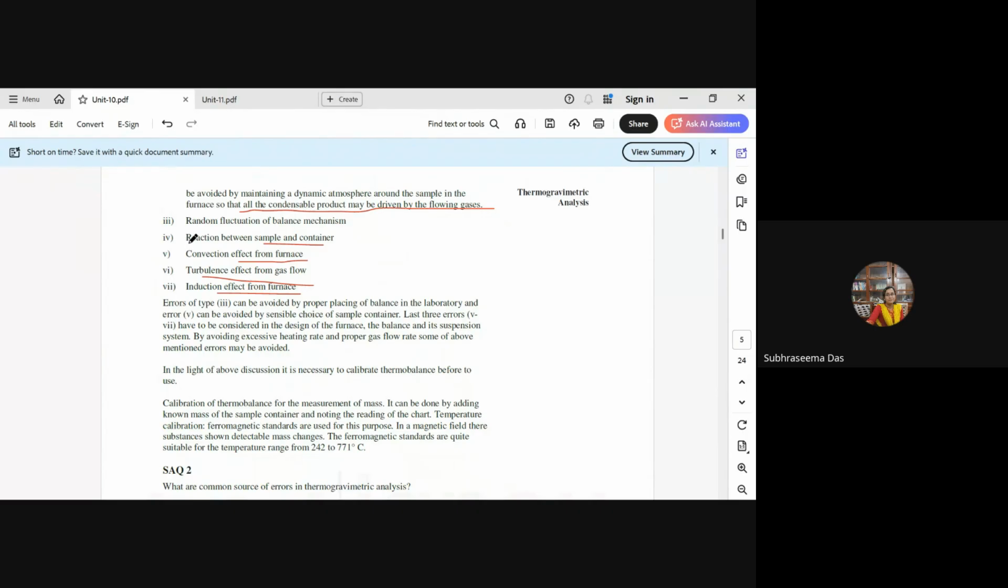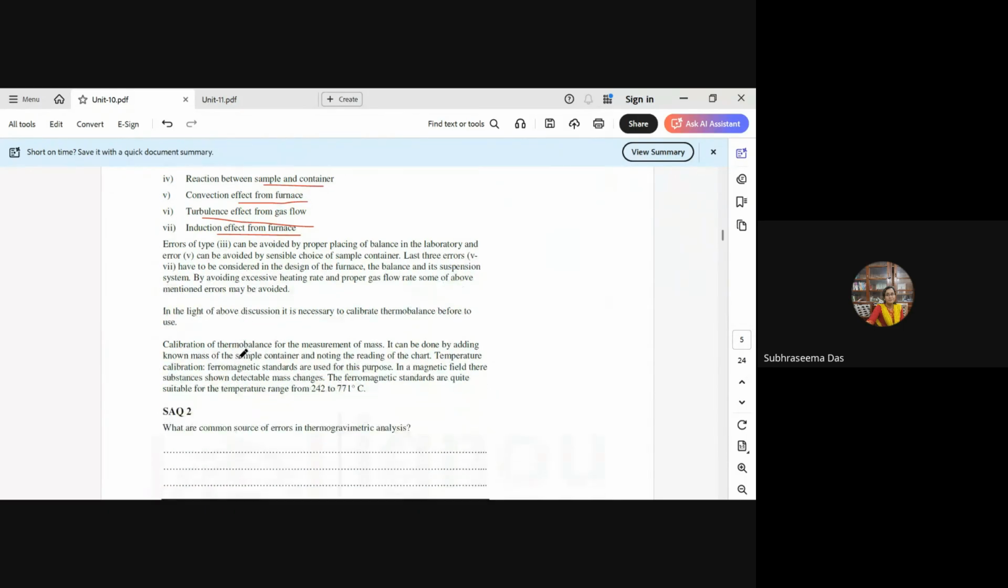Now, the last three errors have to be considered during the design of the furnace. So, by avoiding excessive heating and with proper gas flow, some of the above errors can be avoided. But invariably, while we are working with TG, more or less some errors also arise due to human handling. So, in light of the above discussion, it is also necessary to calibrate the thermobalance before use.